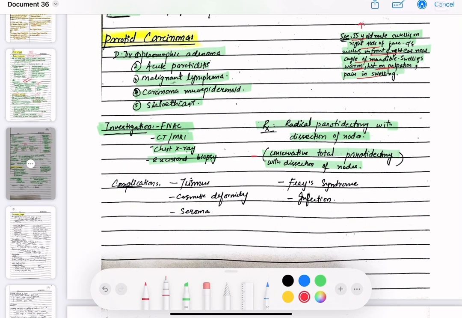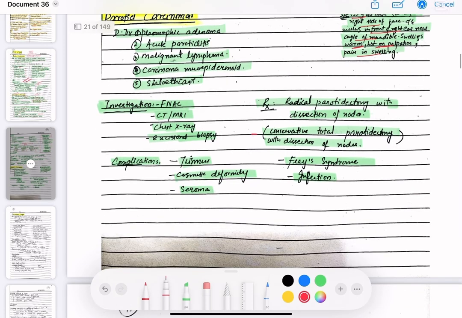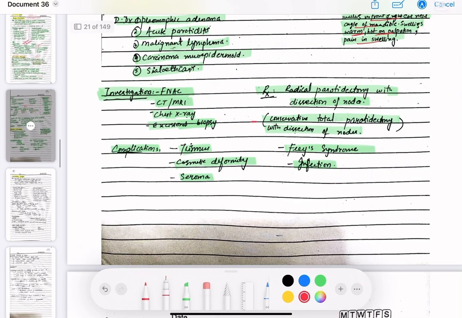Frey syndrome, infection, trismus, cosmetic deformity, and seroma. These are the complications. Okay, these are a little bit different things: infection, cosmetic deformity, seroma, and trismus. What is Frey syndrome?